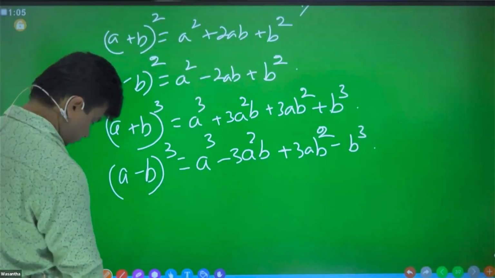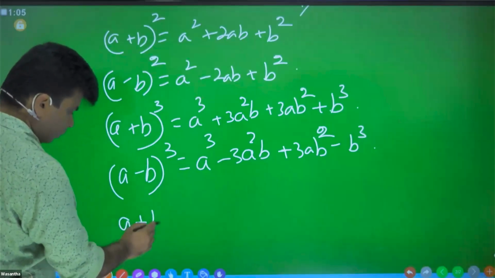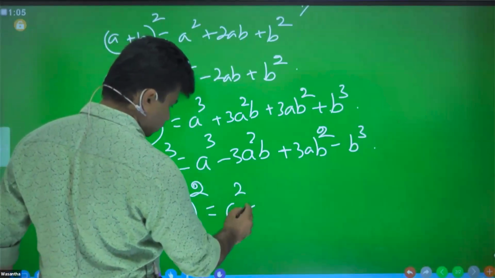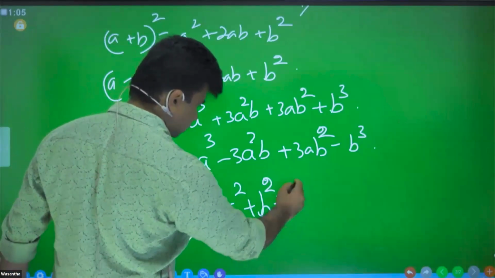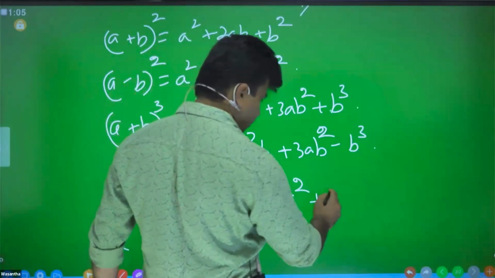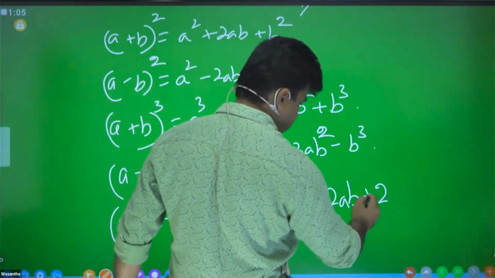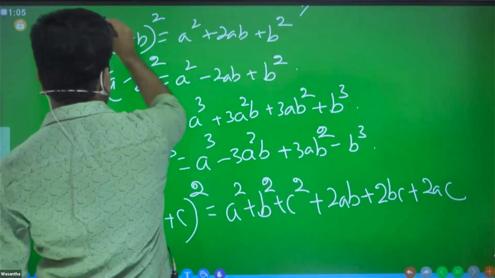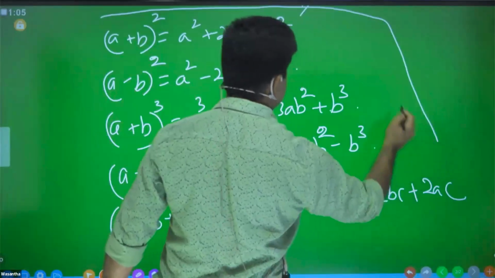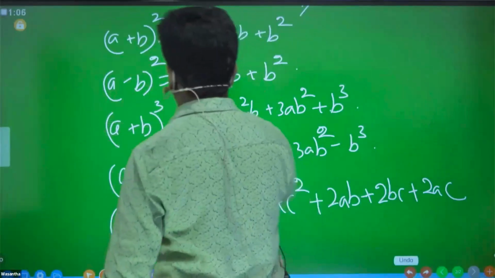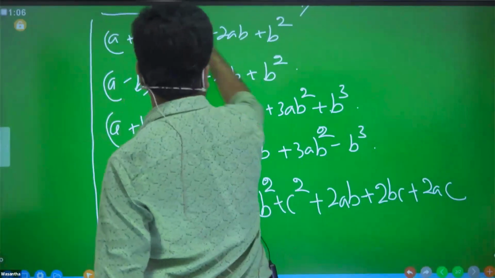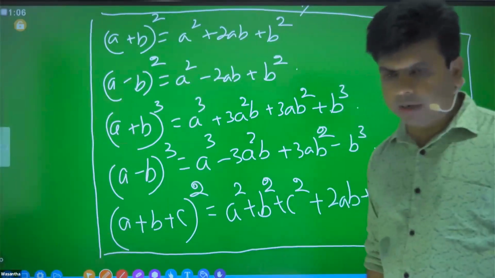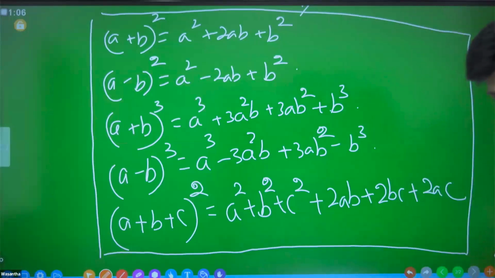And we discussed a plus b plus c whole squared. For this expansion, a squared plus b squared plus c squared, then plus 2ab plus 2bc plus 2ac. So these are the things we discussed. Now, newcomers, you can take a screenshot of these things.